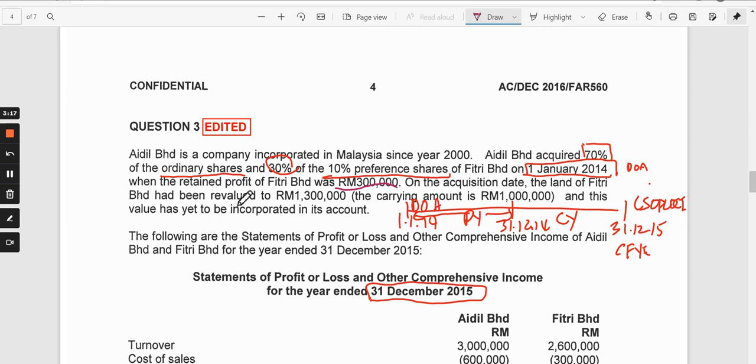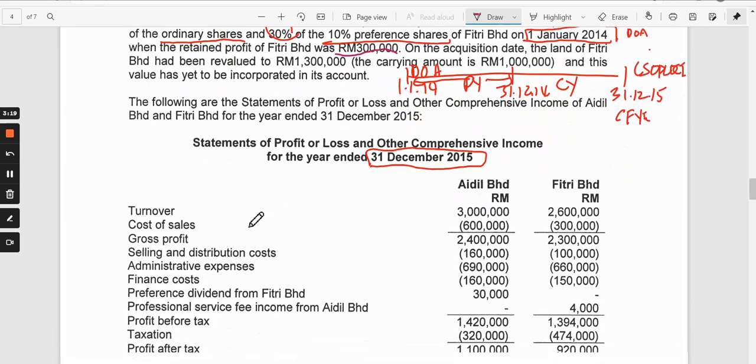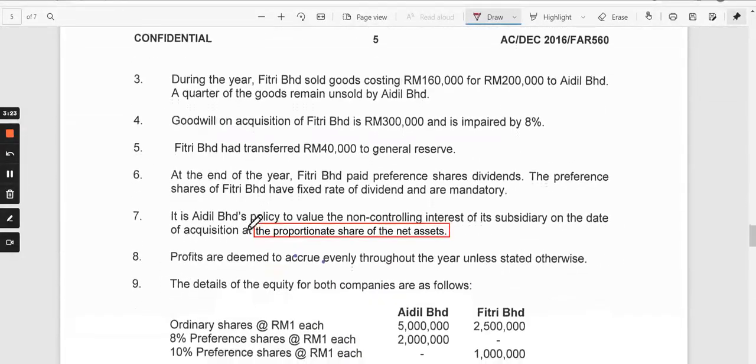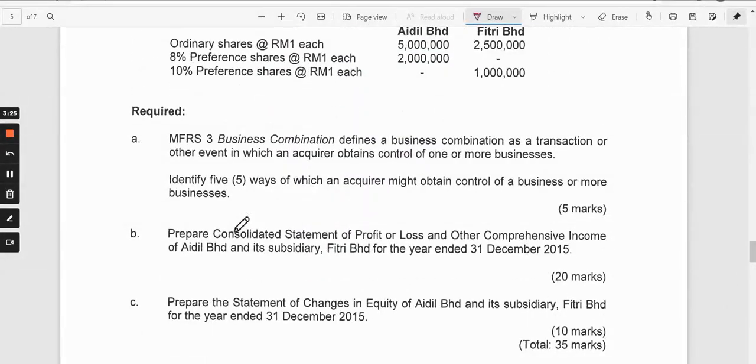Before we go further, let us look at the requirement so that we know what we are required to do. For your information, the question consists of 3 parts, but I'm not going to do the first part. For FAR320, the marks allocated for the preparation of the consolidated statement of profit or loss and other comprehensive income is 30 marks. So we are going to do this part and this part. We're not going to do the theory part.